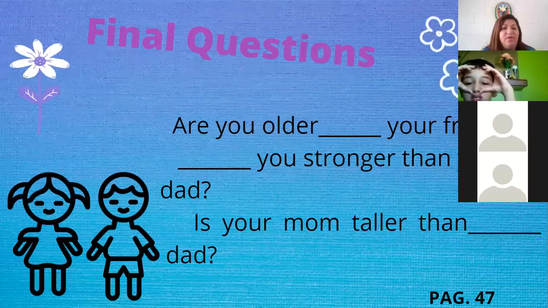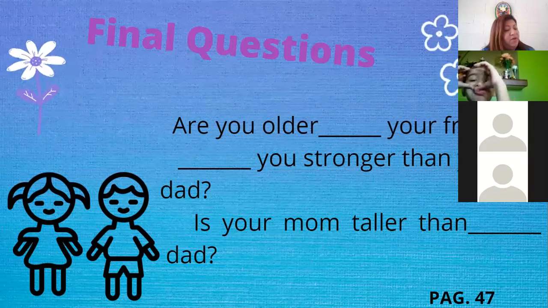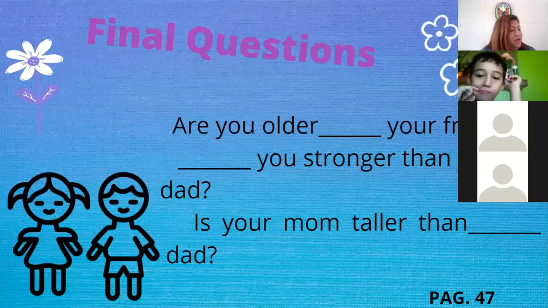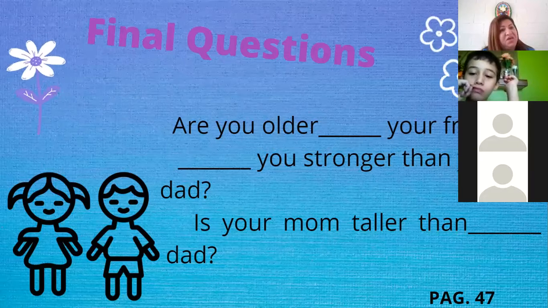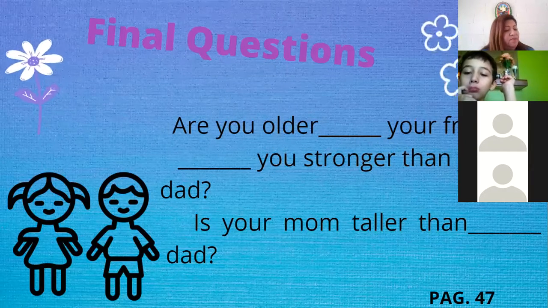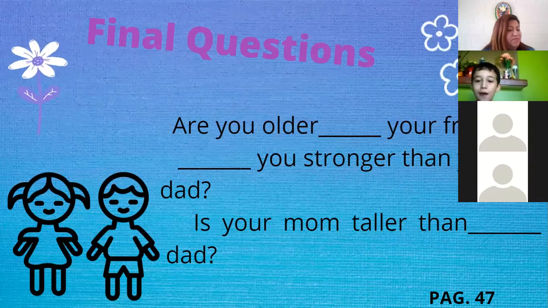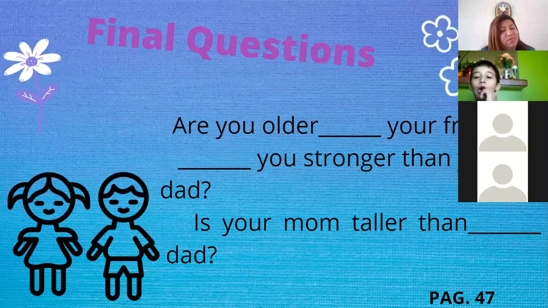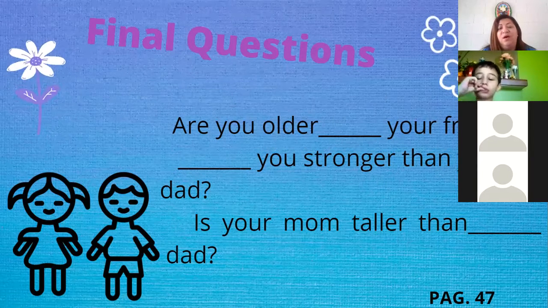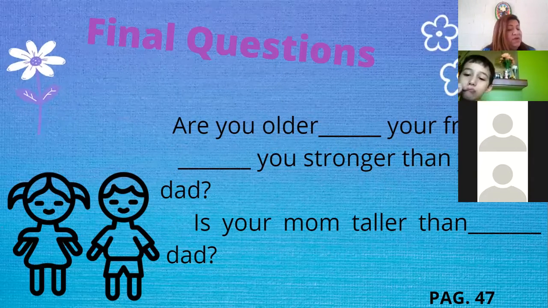Let's read it one more time. Page 47, Light on Grammar. The paragraph says, is your brother older than your sister? Yes, he is, or no, he isn't. Are they shorter than you? Yes, they are, or no, they aren't. They are asking you those questions. So you can circle the answer according to your own family.